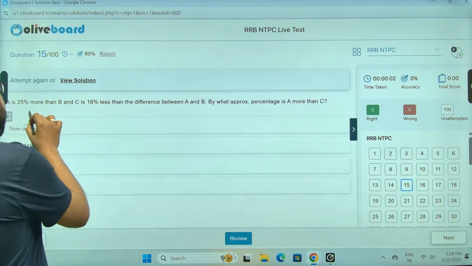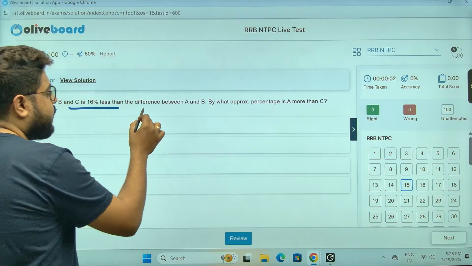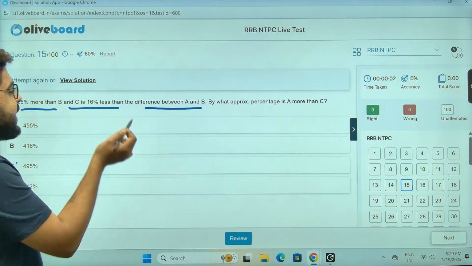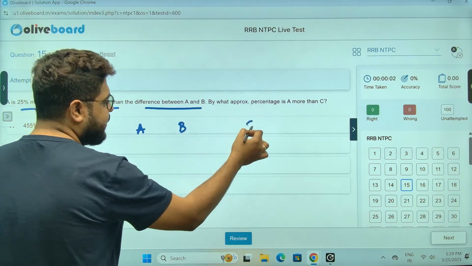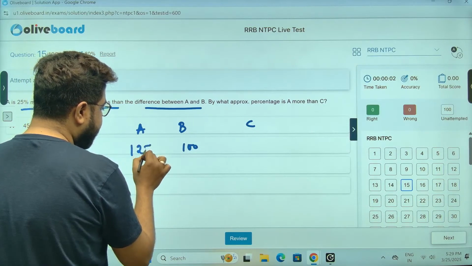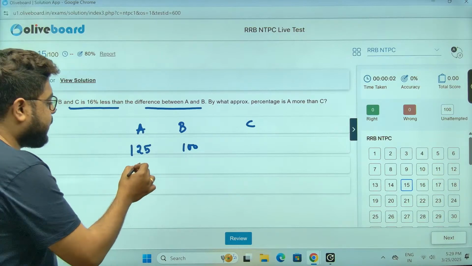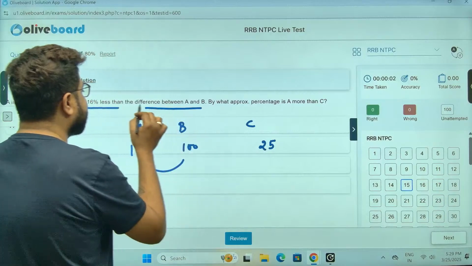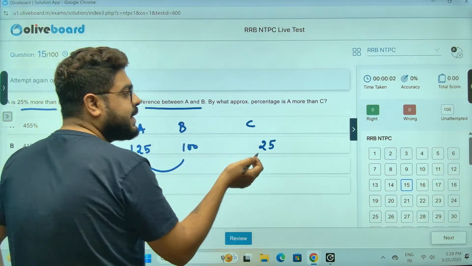A is 25% more than B. C is 16% less than the difference between A and B. Okay. Achha, A is 25% more. A, B, and C will figure out next. B is 100, so A is 125. 25% more. Now the difference is 25. C is what? 16% less than that.